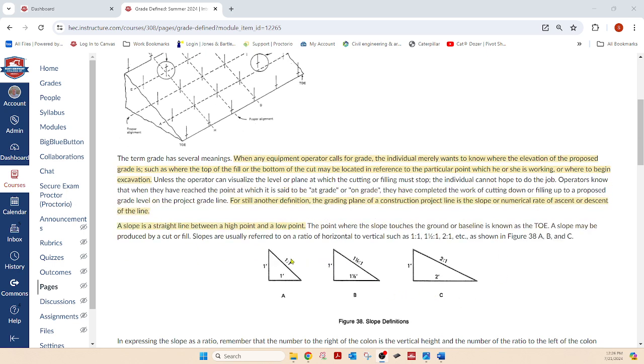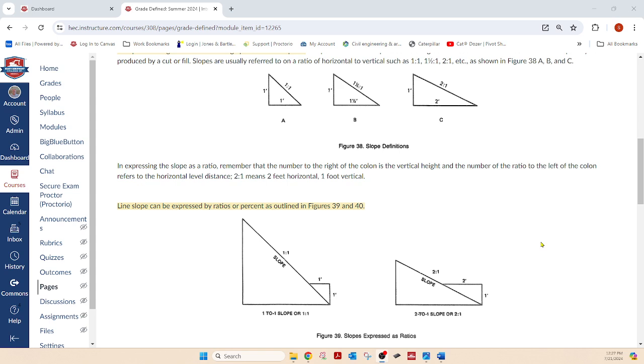So 1 1/2 to 1, and I'll go over this one more time. This 1 to 1 would be 1 horizontal, 1 vertical. The 2 to 1 would be 2 horizontal, 1 vertical, 2 horizontal, 1 vertical, etc. When you're expressing slope as a ratio, remember that the number to the right, such as in this case up here, is 2, is the horizontal.